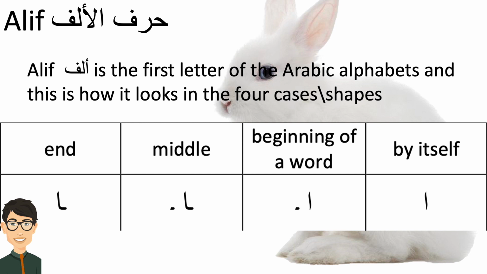There will be a small gap between the alif and the next letter. Aleph is one of 6 letters that cannot connect to the following letter. The other 5 will be discussed later. And here we can see the 4 forms of Aleph when it's by itself, at the beginning of the word, in the middle of the word, and at the end of the word. Alif is the first letter of the word Arnab, which is a rabbit. And that's what we see in the background.